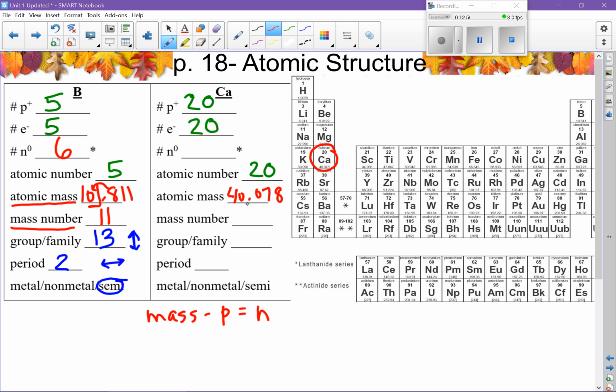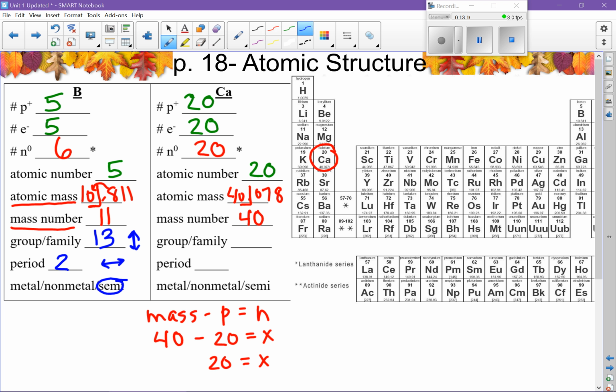If I want to make it a mass number, I'm going to round to a whole number. It's going to stay at 40 because of the 0 afterwards. Now I have what I need. The mass is 40. Protons 20 equals x. Solve for x. The number of neutrons that we have is 20.